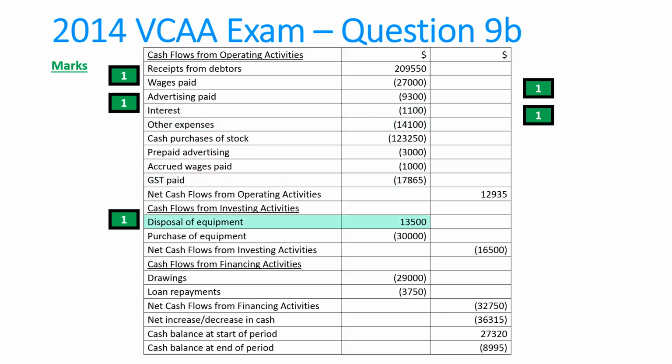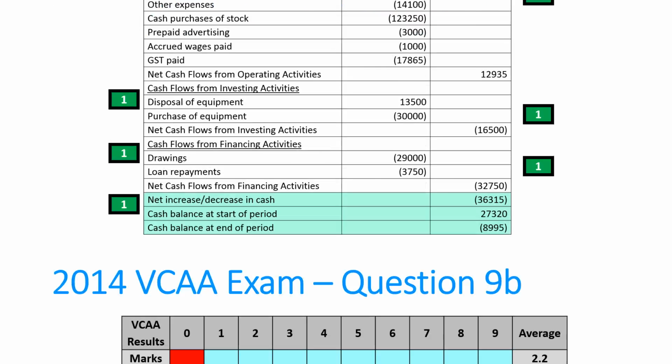The fifth mark was for the disposal of equipment. The sixth mark was for buying the new equipment. The seventh mark was for the drawings. The eighth mark was for the loan repayments. And there was a ninth mark for finishing the report with those three numbers at the end.